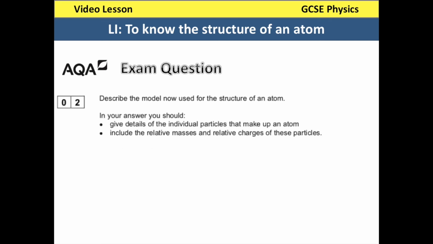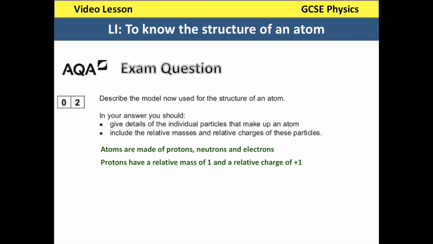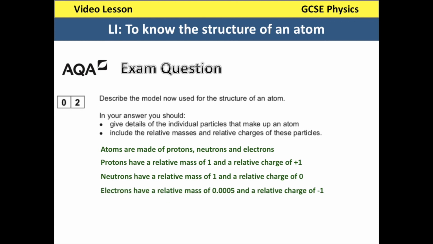So let's go over the answers then. Now, your first mark for this will be for any mention of protons, neutrons and electrons. If you've mentioned all 3 of those subatomic particles, you get 1 mark. Now, the question did tell us to give details about those particles, including their masses and charges. So we can say that a proton has a relative mass of 1 and a relative charge of +1. That gets us a 2nd mark. A 3rd mark is available for saying that neutrons have a relative mass of 1 but a relative charge of 0. And then we can get a 4th mark for saying that electrons have a relative mass of 0.0005 and a relative charge of -1.